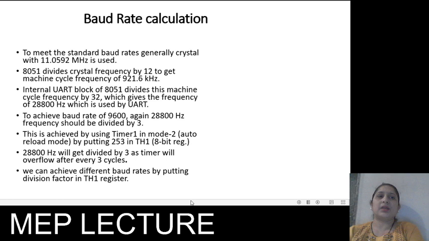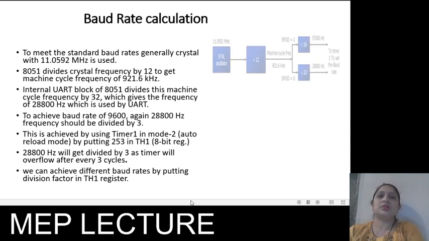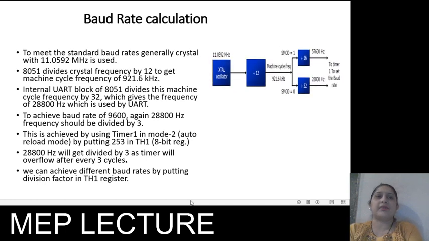Now, how to calculate the baud rate? To meet the standard baud rate, generally we use a crystal oscillator frequency of 11.0592 MHz. Why are we using 11.0592 MHz? Already I told that if we use this frequency, we can communicate with the computers without any error. So most commonly they use the 11.0592 MHz clock frequency. Then 8051 divides the crystal frequency by 12 to get the machine cycle frequency.